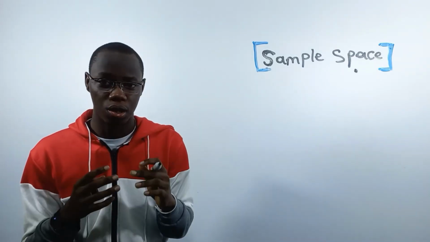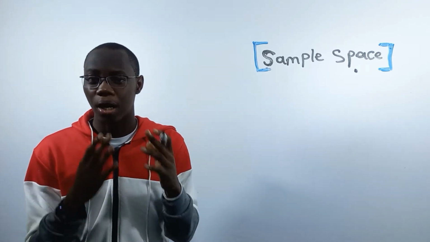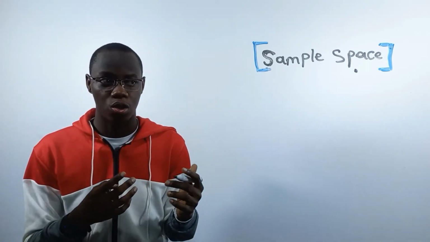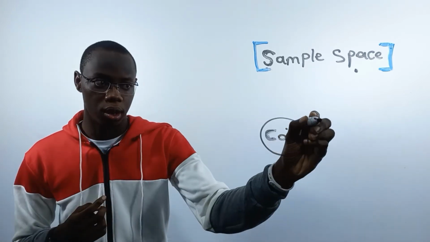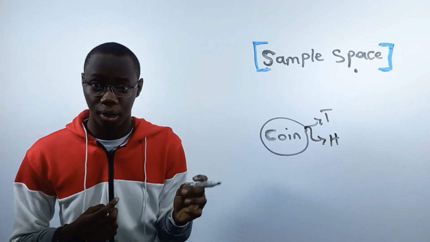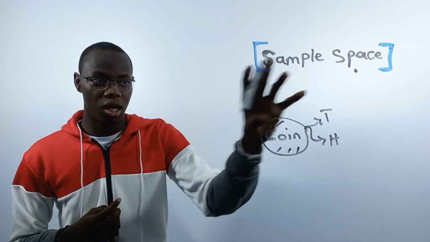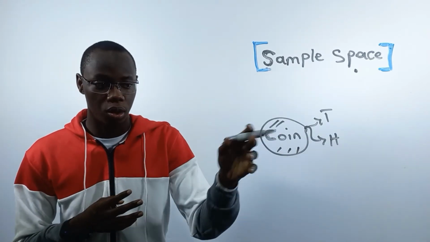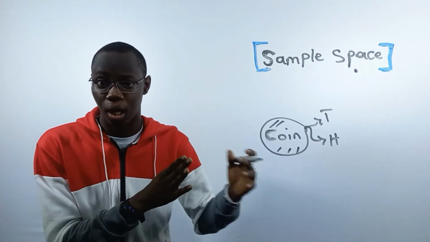Sample space, very easy as well. Sample space is just the total population, or the total set of outcomes, in a random experiment. We already know what random experiments are. Let's assume a coin: a tail or a head will show up, but I don't know exactly which, so that's why it's random. Now in this random experiment, the sample space is the complete set, the whole population of all the likely outcomes that can occur.